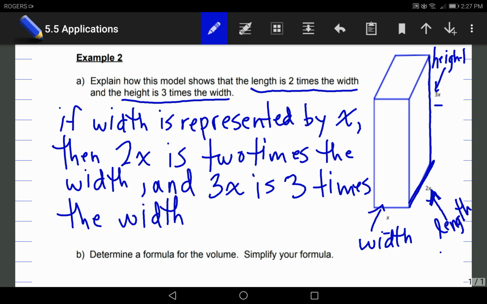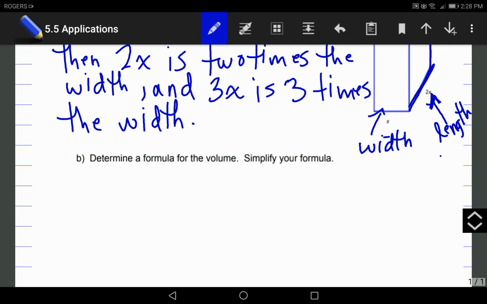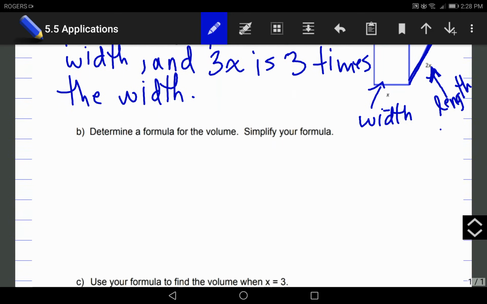Okay, hopefully that makes sense to you. You have x, you have 2x, you have 3x. The 2x is just double the width and the 3x is triple the width. Okay, so that's just a little communication question. Let's go to an application style question.